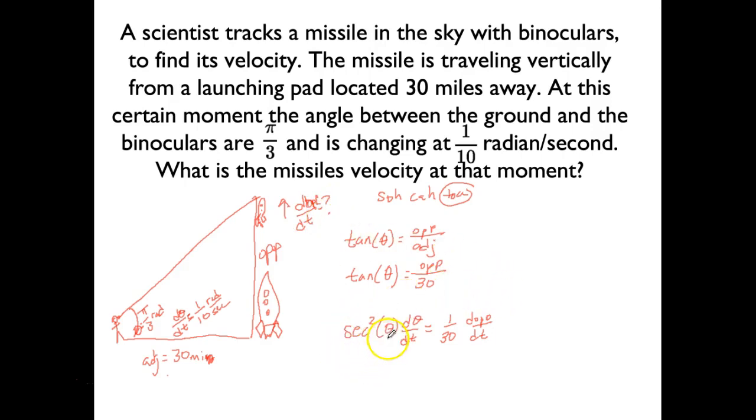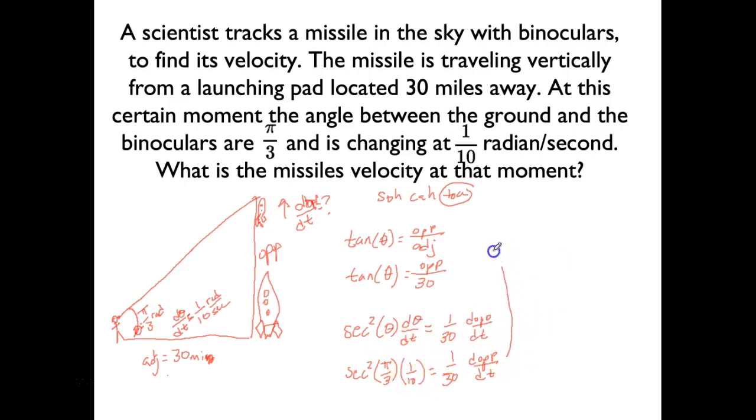Okay, well, we have everything we need here. Theta is going to be pi over 3. Change in theta is 1/10. And the change in the opposite over time is going to be what we're looking for. So we have secant squared of pi over 3 times the change in theta, which is 1/10, equals 1 over 30 times the change in opposite over change in time. Okay, so now we just need to multiply this over. That would make 30 divided by 10, which is 3.